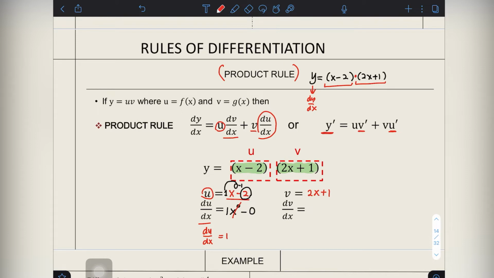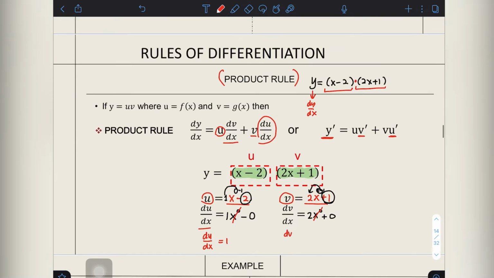Next, you need to differentiate your second term, which is v, in terms of x. Use the same technique where you bring down the power. You cannot see the power here, right? When you cannot see it, the power is equal to 1. So 1 multiplied by 2, you have 2x. The power 1 minus 1 is 0. And differentiating positive 1, which is a constant, gives 0. Again, because we know that x to the power of 0 is equal to 1, there is no need to write it here. So now you have your dv/dx equal to 2.